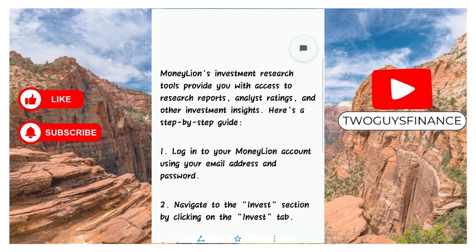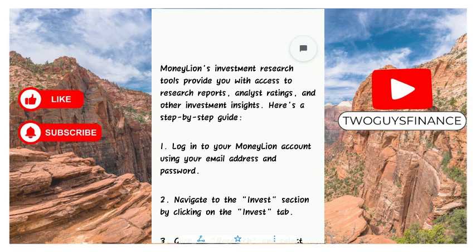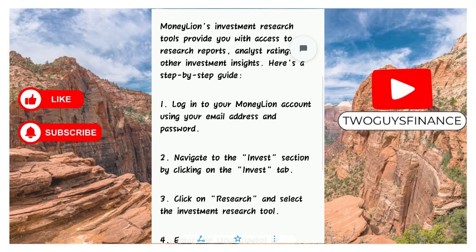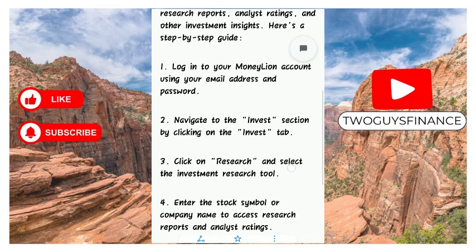So first thing you got to do is to log into your Moneylion account using your email address and password. And once you're logged in, you want to navigate to the invest section by clicking on the invest tab. Next, you want to click on research and then select the investment research tool that you want to use.